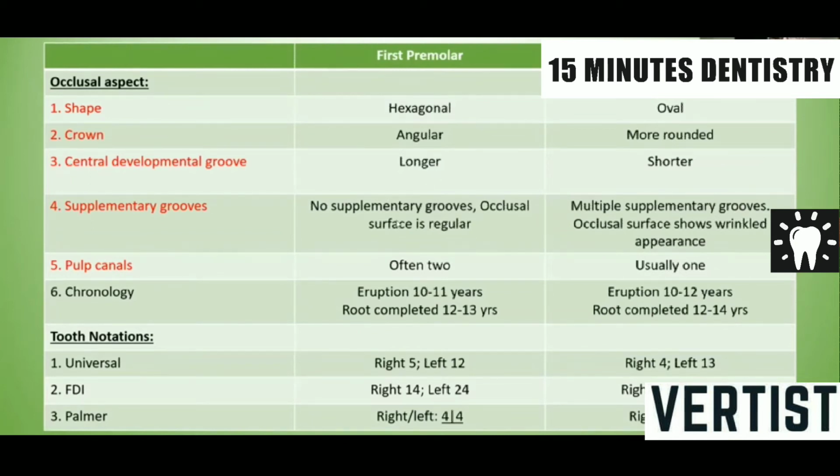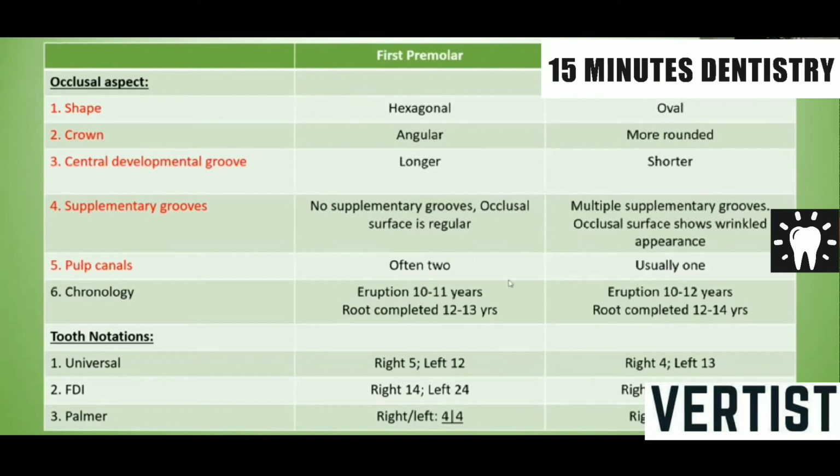The supplementary grooves in the first premolar are not there, and therefore the occlusal surface is irregular. While in the second premolar, it shows more supplementary grooves, and therefore it gives a more wrinkled appearance. The pulp canals are 2 and usually 1. So for the rest of the things, that is tooth notation and chronology of eruption.